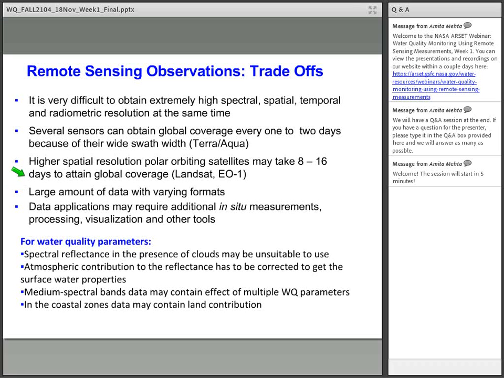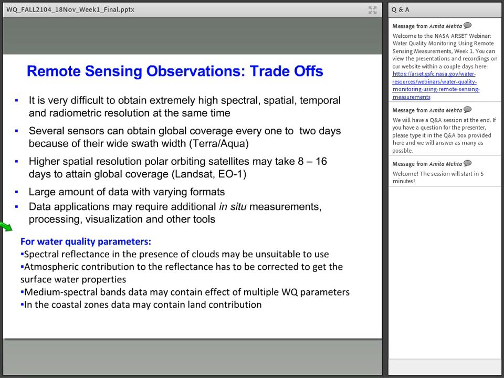Any of the sensors, first of all, they have a large amount of data. They are stored in different formats. So this is one of the challenges of using this data: to get the data, pre-process it, and use it for any application. Then any satellite data usually needs validation, or for development of an algorithm, additional data such as in situ measurements are required. A lot of processing is required as well. So these are some of the trade-offs.